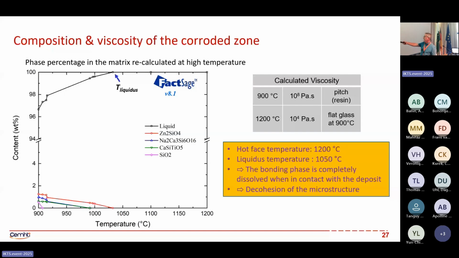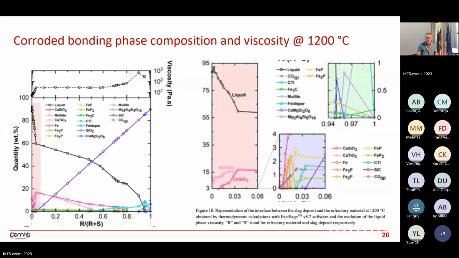Bonding phase is completely dissolved when in contact with the deposit. Even if the slag is only partially liquid, it's enough to dissolve the interface and the bonding phases. So that's why we observed the decomposition of the microstructure with isolated grains of silicon carbide.